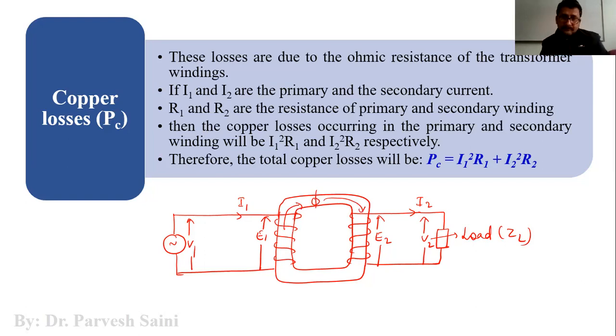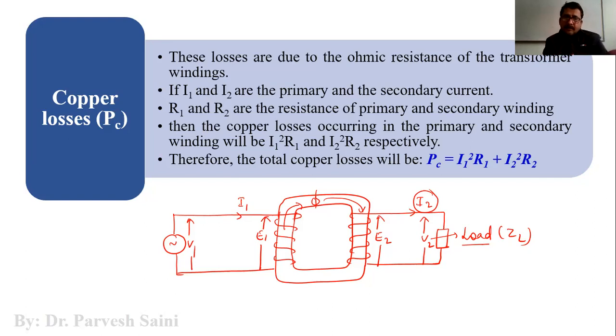Now when it is loaded, the current in the secondary is flowing at its rated value. Ideally, it would flow at its rated value. This in turn will increase the current in the primary winding.